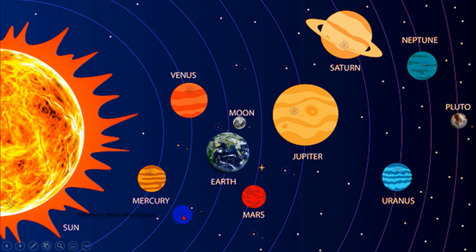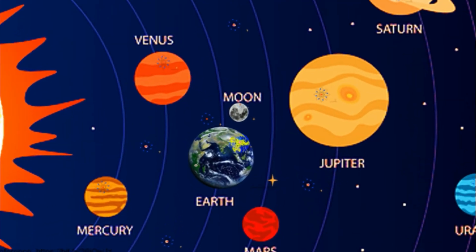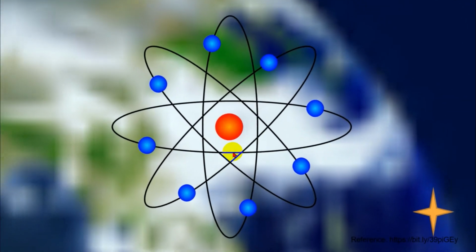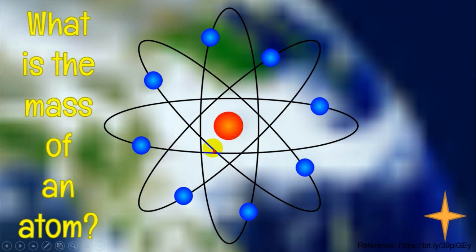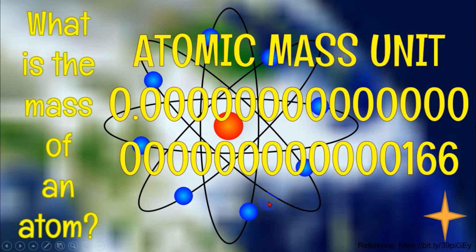Alright, so everything in the universe consists of what is so called atom. Okay, this is how an atom looks like. Ganyan daw ang itsura ng atom. What do you think is the mass of an atom? Here it is. Nakikita nyo ba yan?